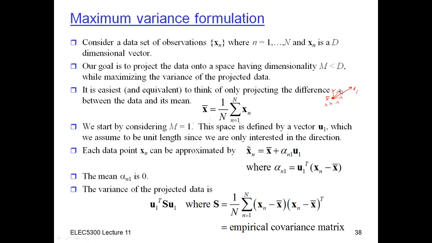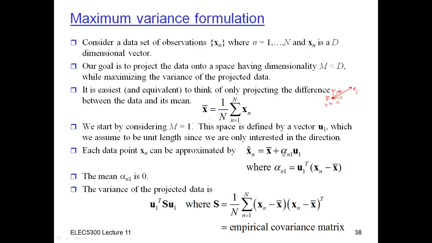So for example, if I want to approximate this data point, I might move along this thing all the way over to here or something like that. Each data point then is going to be approximated by some x tilde, which is just starting from x bar and then moving along this vector by a certain length, where the length is alpha sub n1. Since I'm only interested in the direction of this u1, I'm going to assume that u1 is unit length. And so alpha is just the distance that I travel in that direction.